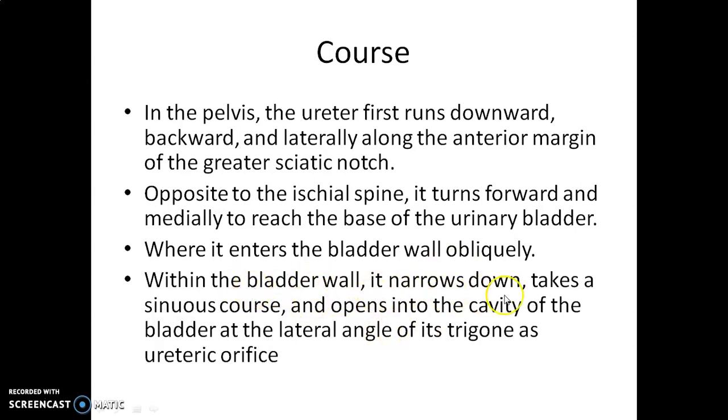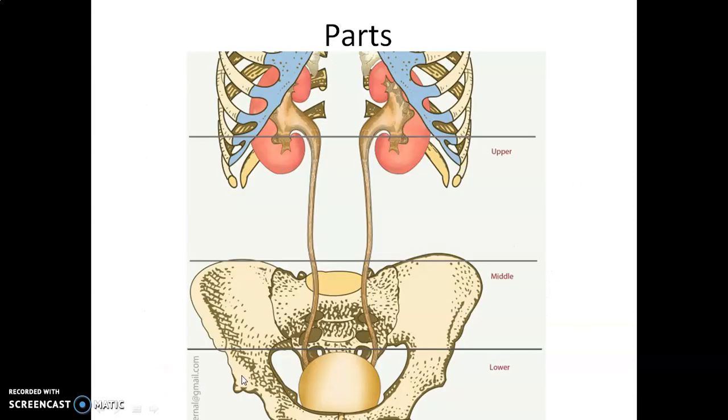Within the bladder wall, it narrows down to take a sinuous or S-shaped course, and opens into the cavity of the bladder at the lateral angle of the trigone as the ureteric orifice.